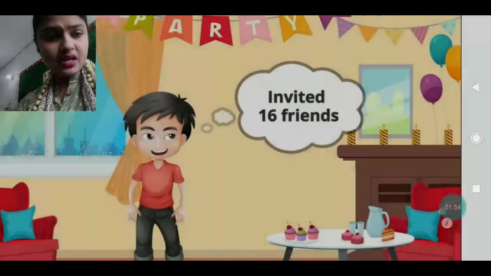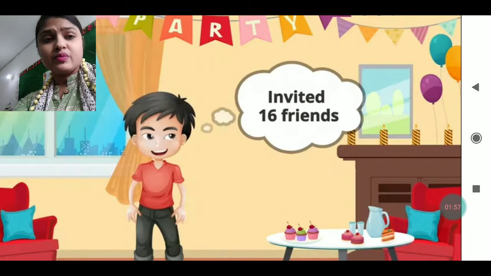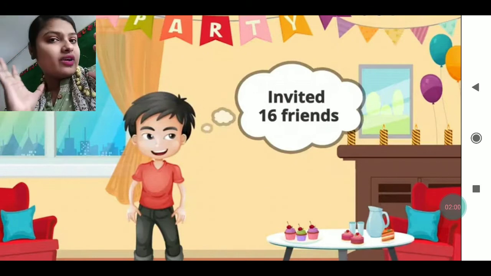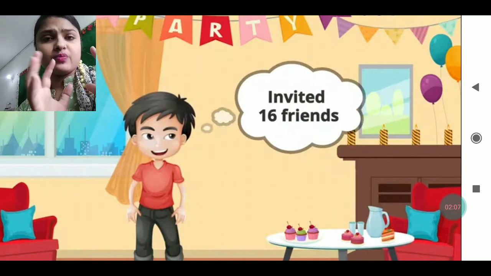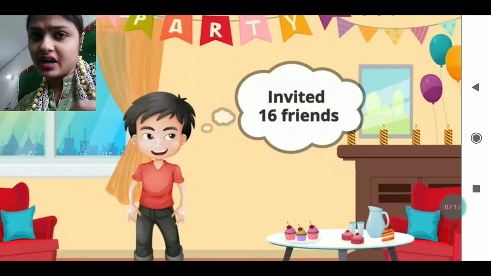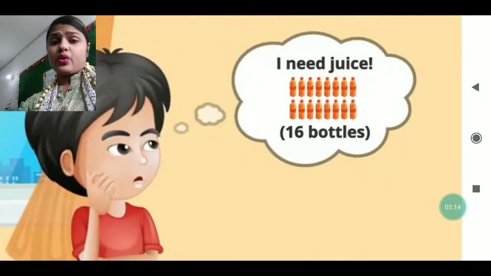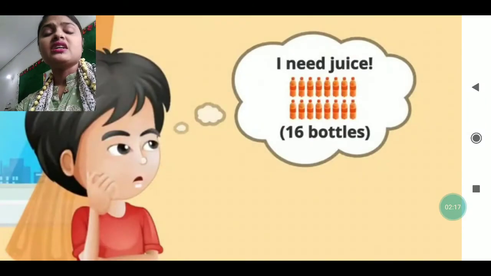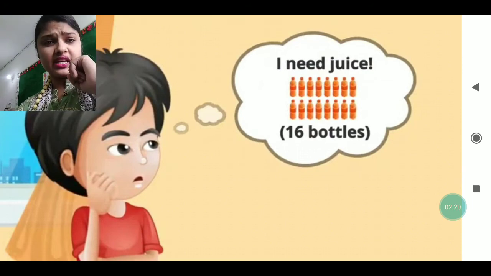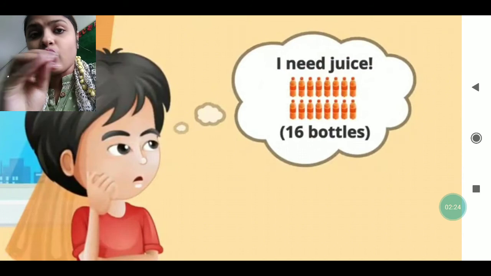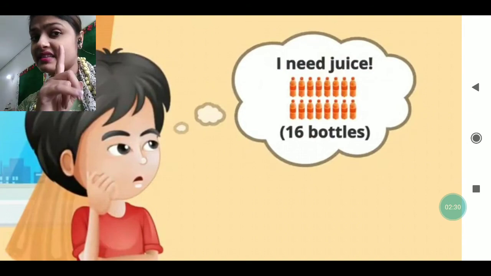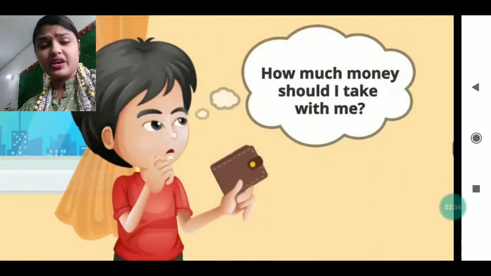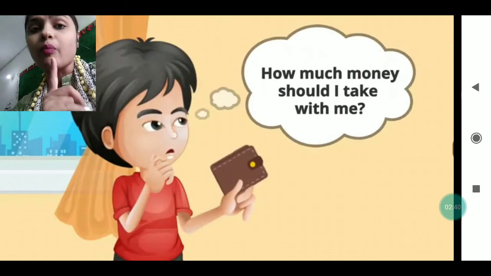Okay, like this is one of the questions. Here is one boy. He is organizing a party, and in that party he has invited 16 friends of his. Okay, then if he has invited 16 friends, he thinks that he needs juice. He needs 16 bottles of juice so that he can give one bottle to each of them. Now he has taken out his wallet and he is thinking, how much money should I take with me to buy 16 bottles of juice?